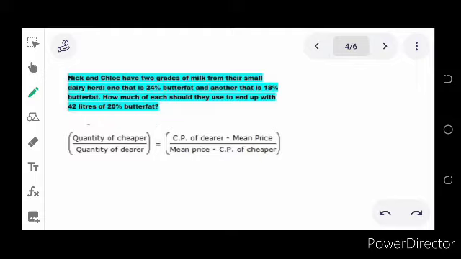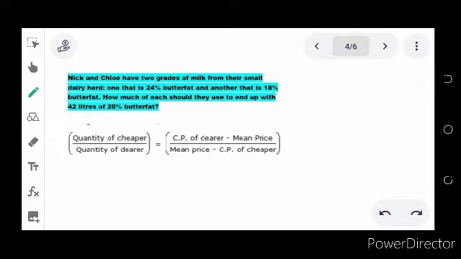So although a price is not given, the formula for the alligation can still be used. All we have to do is just substitute it with the percentage. So the higher the percentage, that's the dearer. The lower percentage, that's the cheaper. And then the percentage of the mixture, that is, of course, our mean price.